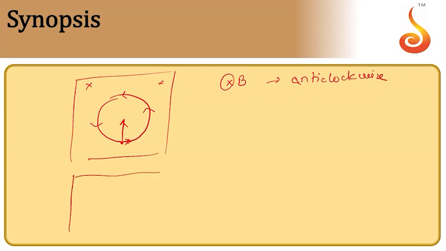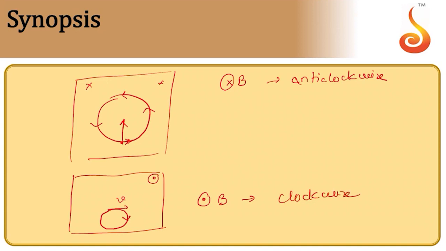Let us consider one more case. In this case, it is an outward magnetic field and the velocity is in this direction. Then clearly the charged particle traces this circle. Therefore, in the outward magnetic field, the charged particle traces a clockwise circle.